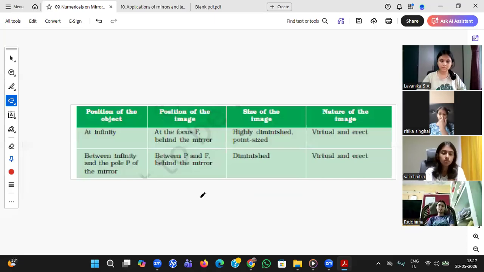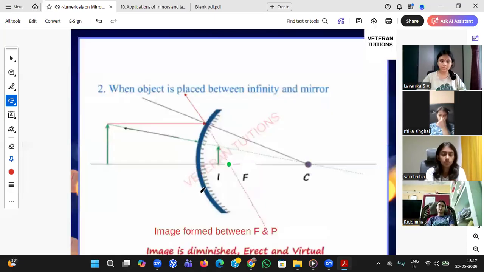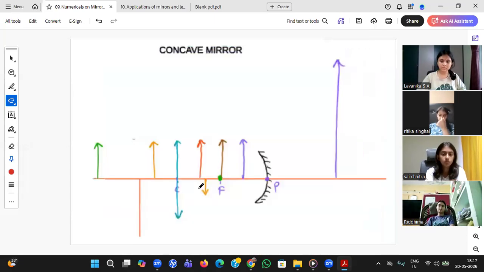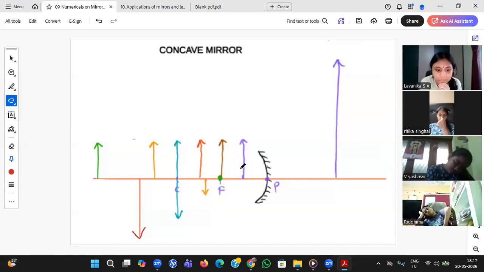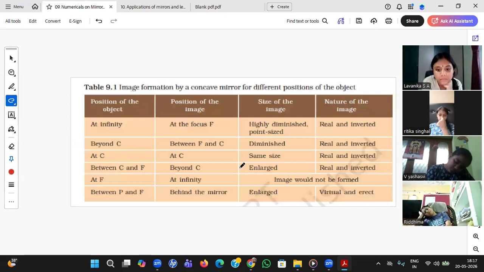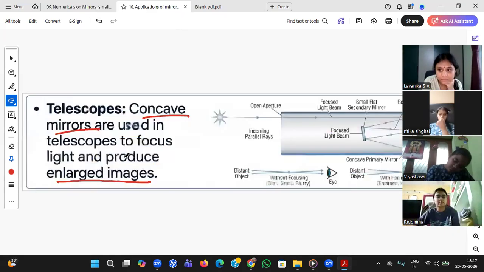So she said that for the concave mirror we have only two cases which are enlarged. You see, exactly between C and F, this red color is here, it is enlarged, and the sixth case is here, enlarged. Obviously they might be using these two cases only, not the other cases. Okay, so that's the application of the telescope.